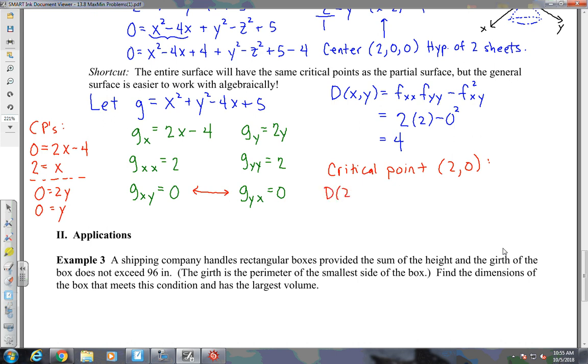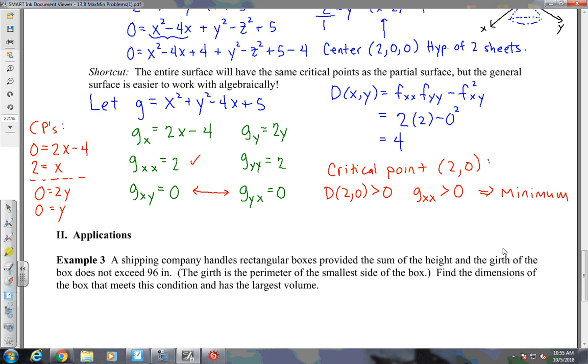D of 2, 0 is positive. Since D is positive, we also consider the value of our second derivative. Notice our second derivative is also always positive. So a positive second derivative indicates that we are dealing with a minimum. So there exists a minimum at domain point 2, 0.